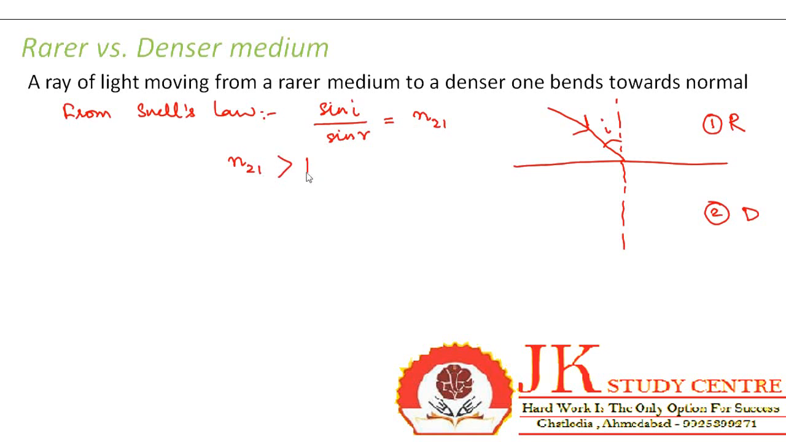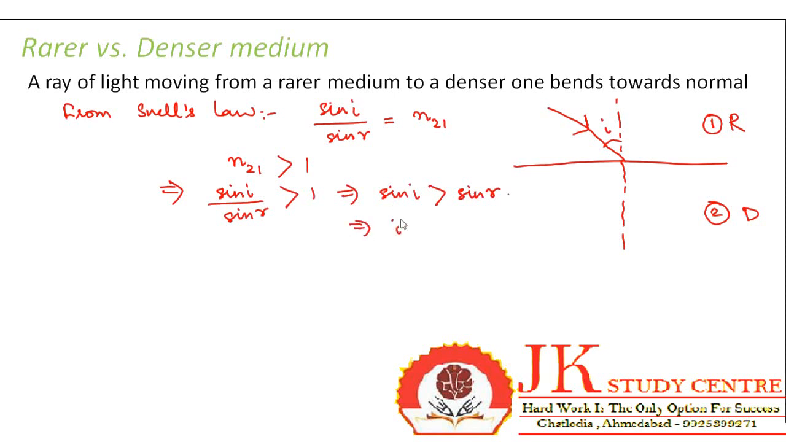Now if n21 is greater than 1, then we can say that sin i by sin r, which is equal to n21, is also greater than 1. That means sin i is greater than sin r. So from this we can say that i is greater than r. So this angle of incidence will be greater than the angle of refraction. That means this angle should be smaller. So when will this angle be smaller?